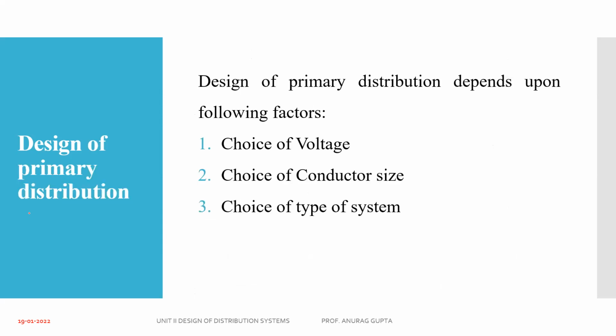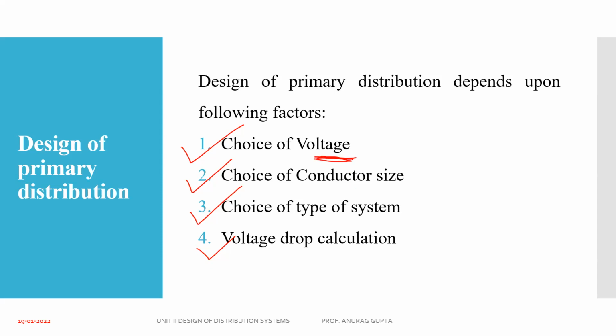Clear? When we are talking about the design of the primary distribution system, what things do we have to keep in mind? The design of the primary distribution system depends upon the following factors: number 1, choice of voltage; number 2, choice of conductor size; number 3, choice of type of system; and number 4, voltage drop calculation. First of all, choice of voltage, that topic we have discussed, because choice of voltage depends.